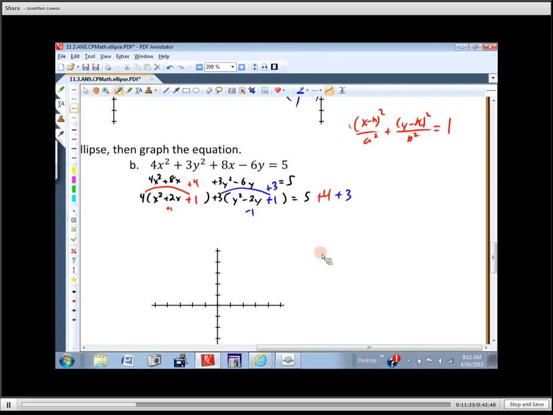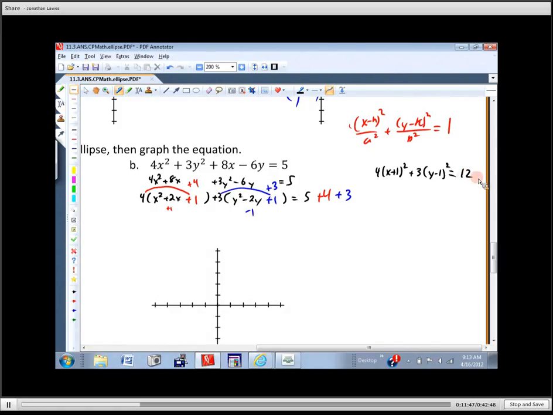Okay, then here's what we've got at this point. I have a perfect square with x, which is 4 times x plus 1 quantity squared. I have a perfect square with y, so I've got 3 times y minus 1 quantity squared. And then over on the other side, let's see, I put all those numbers together and I get 12. Any questions?